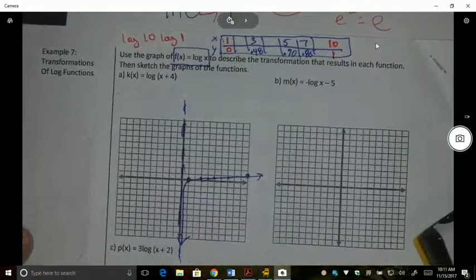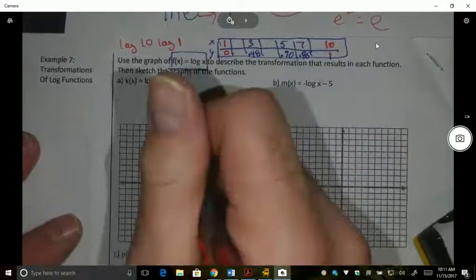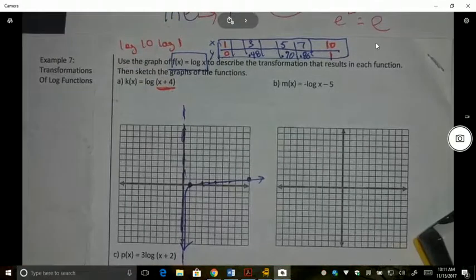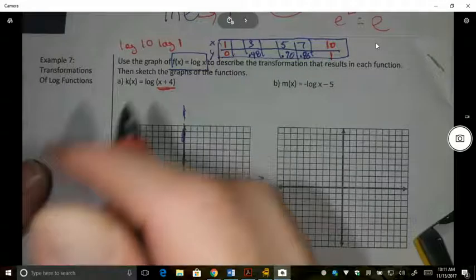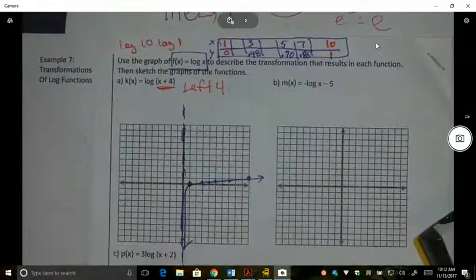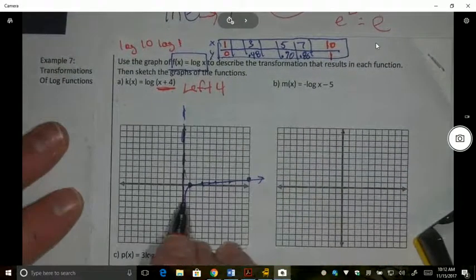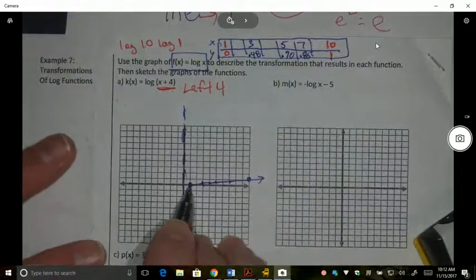All right. Does anyone describe what's happening to this function based on that operation? It's inside with the x. It's going left 4. Transformation is happening going left 4. So basically I'm going to take all these points. I'm not even going to make a new table. I'm going to take these points and move them left 4 units.